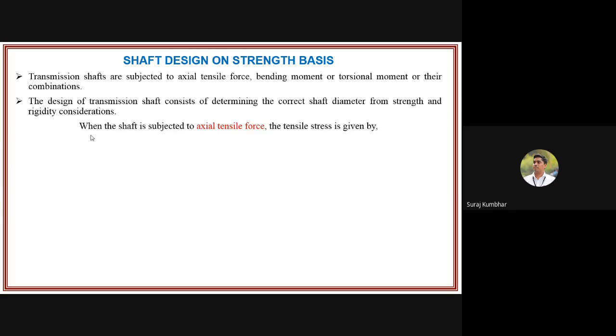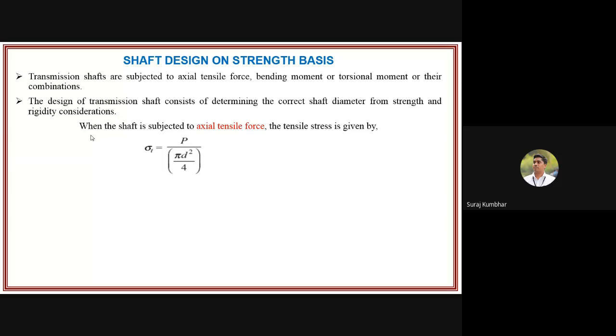When the shaft is subjected to pure axial tensile force, the tensile stress is given by the formula sigma t equals force upon area. That is the force coming onto the shaft upon the cross-sectional area of the shaft. So sigma t, the tensile stress, is equal to P upon pi by 4 into d square, where d is the diameter of the shaft. The consideration here is that the shaft is solid.